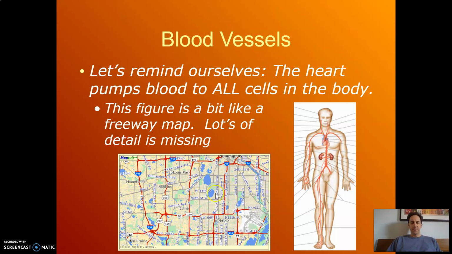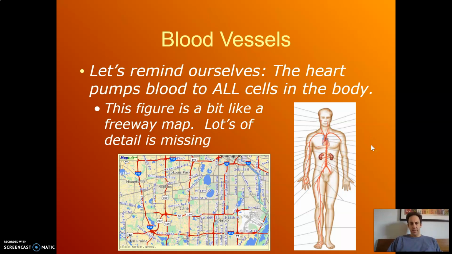Think of those like those little tiny streets in Edina that many of you probably live on that no one's ever heard of. So for example, right by the high school, there's this little cul-de-sac turn. I think it's called Rosemary Way. Who's heard of Rosemary Way? No one, unless you live there. So the blood vessels are the same way. You got your major freeways, you got smaller branches off of there, and then you've got your tiny little blood vessels that make their way to every single cell in the body.